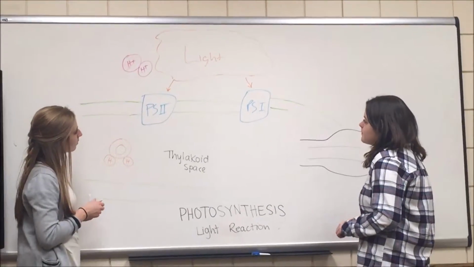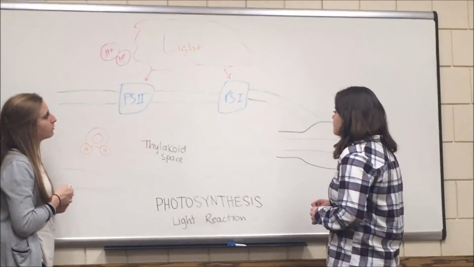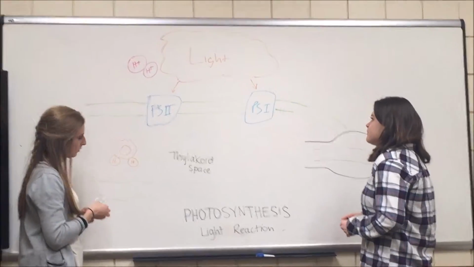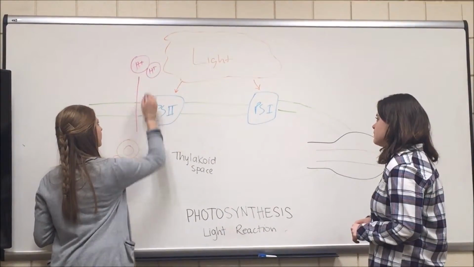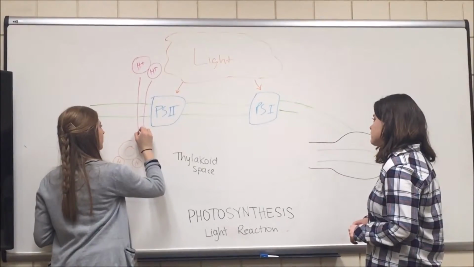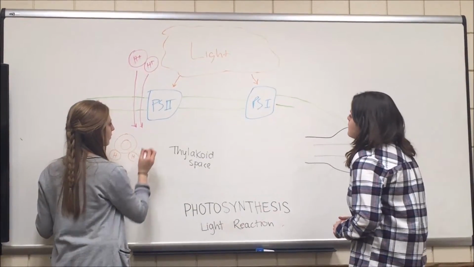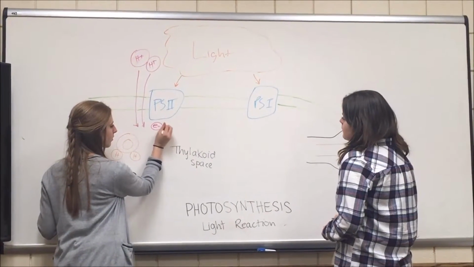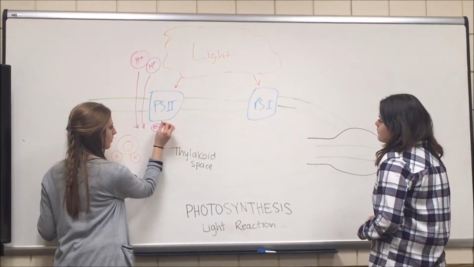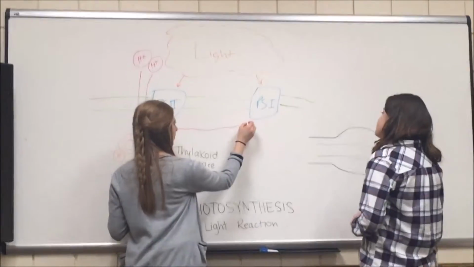We have our light, which will send off energy to photosystem 2 and photosystem 1. When the light sends off its energy, the two hydrogen protons move inside the thylakoid space through a process called proton translocation. The light also sends off energy to photosystem 2 and photosystem 1, which then sends an electron through its electron transport chain through different parts in the thylakoid space.